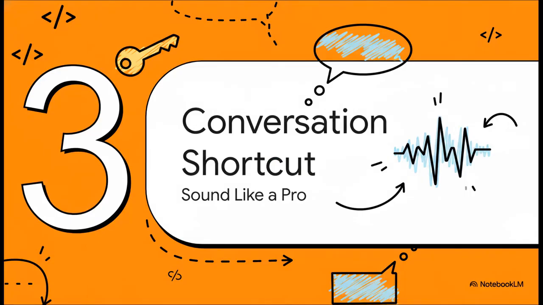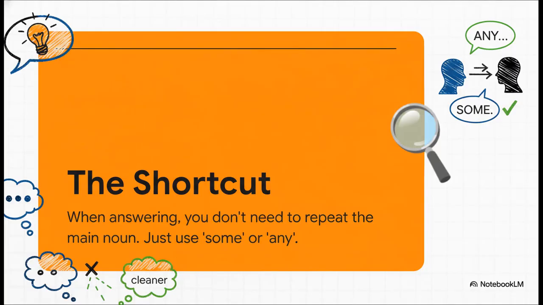Okay, so you've got the basic code down pat. Now, I'm going to let you in on a little trick, a little shortcut that's going to make your English sound so much more natural, so much more fluent. So here's the tip. When you're answering a question that uses any, you don't have to repeat the thing you're talking about. Nope, you can just use some or any all by itself. It's cleaner, it's faster, and honestly, it's what native speakers do all the time without even thinking about it.